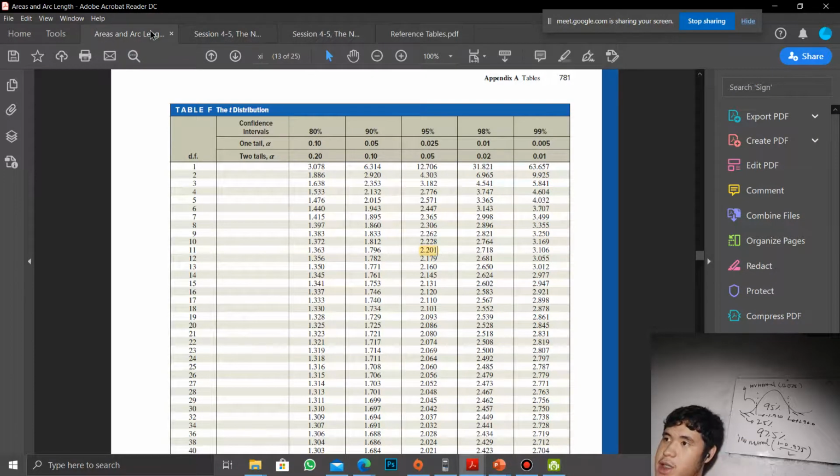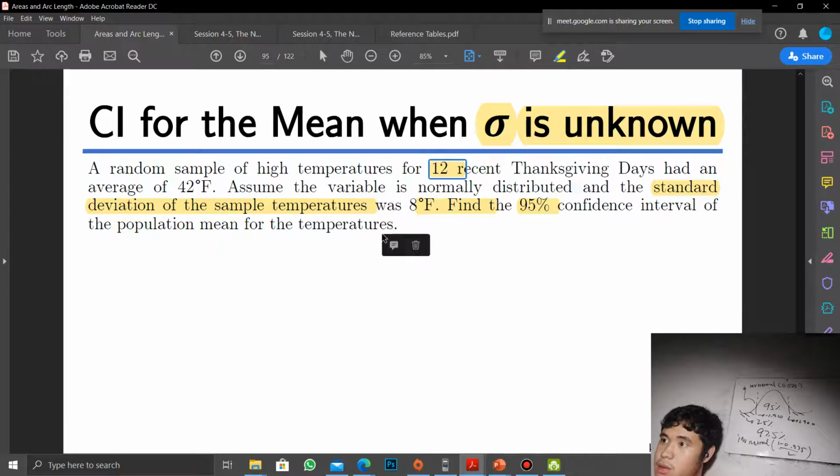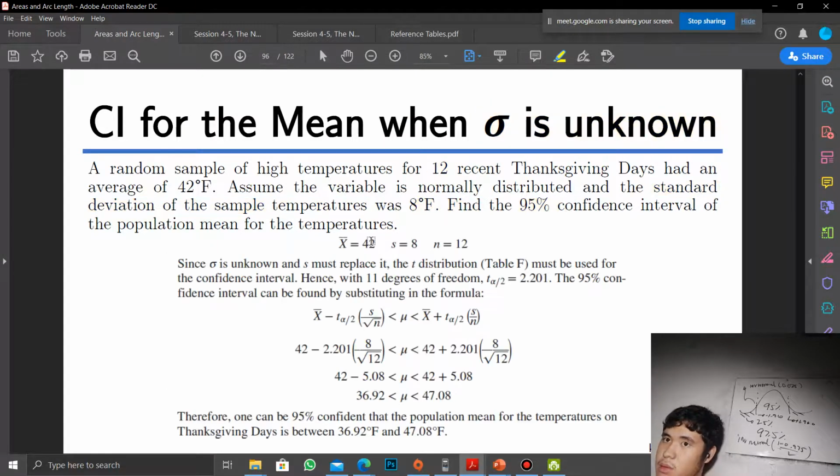Now, let's look. Sample mean equals 42. Sample standard deviation equals 8. N equals 12. T-score equals 95% for degrees of freedom 11. So, just substitute everything. 42 minus 2.201 times 8 over square root of 12 less than mean, less than 42 plus the same. Of that, you get this. So, I can say with 95% confidence na ang population mean natin ay between 36.92 to 47.08 degrees Fahrenheit.